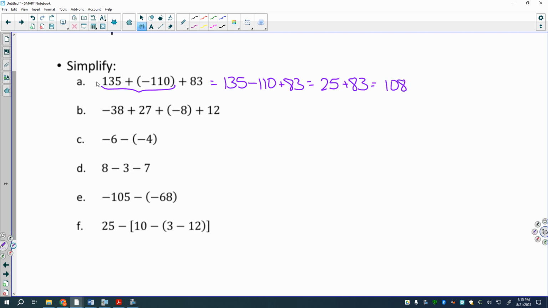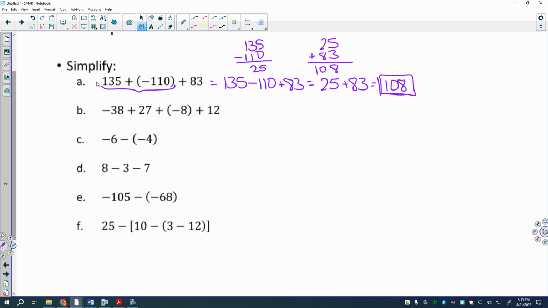The other thing here is if you need to line some things up vertically, like 135 minus 110, and do that subtraction, that's fine. Same thing with the addition. If you need to put those vertically so you can add them, go ahead. That is a perfectly acceptable way to go about this. Do what you need to do to make this work well for you.